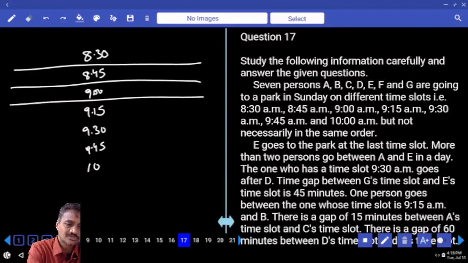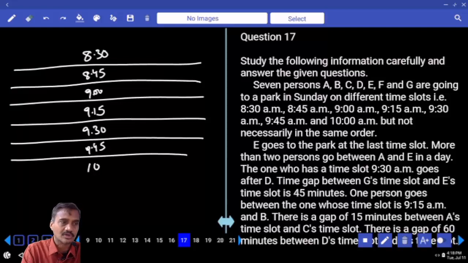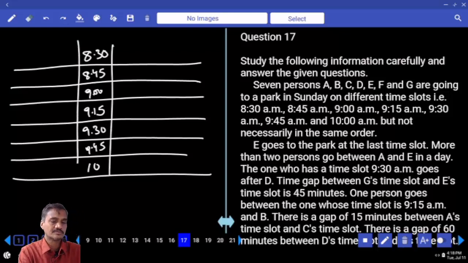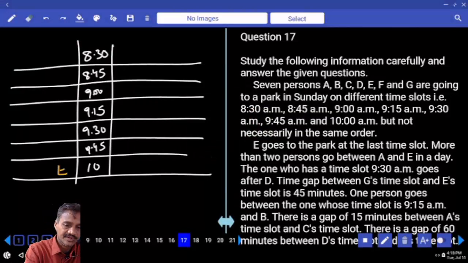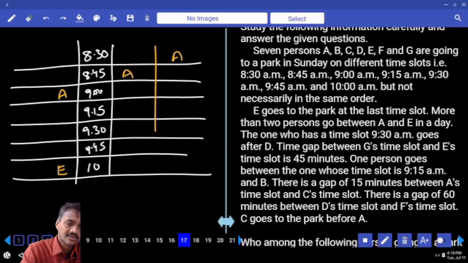And E is at the last slot and C must be at what time? And E must be at 10 o'clock. Isn't it? And E must be at what time? E must be at 10 o'clock. And if E is at 10 o'clock, the next one, more than 2 persons in between A and E. Between A and E, more than 2 persons. More than 2 persons means A can be at 9 o'clock or 8:45 or 8:30. Now these are the different possibilities out there to this game.